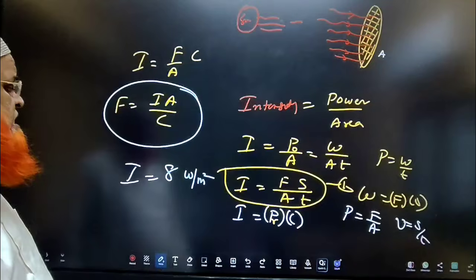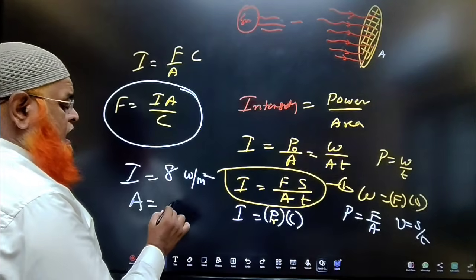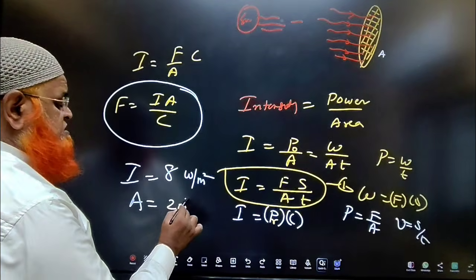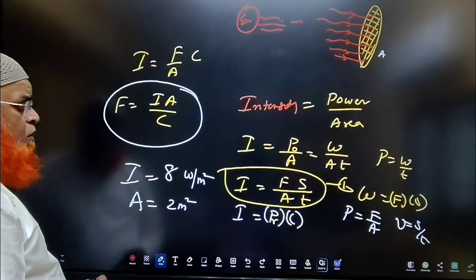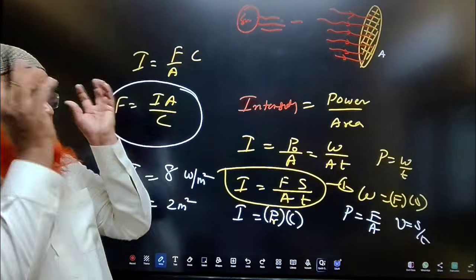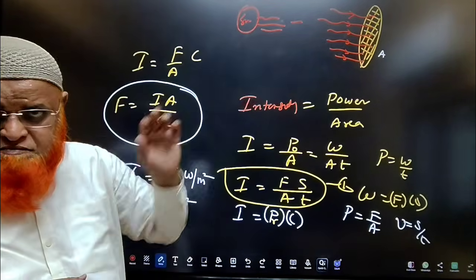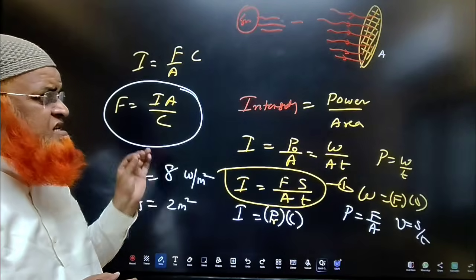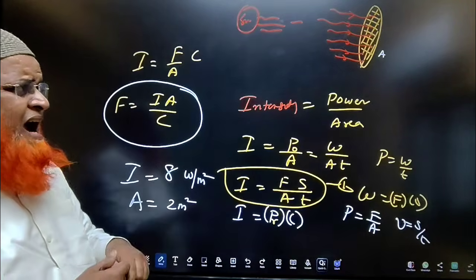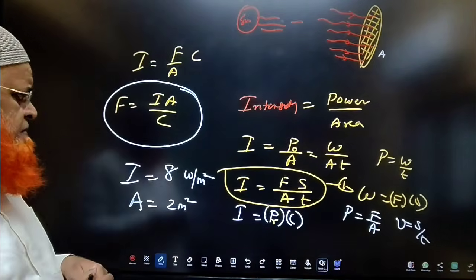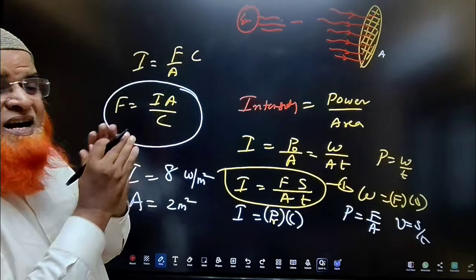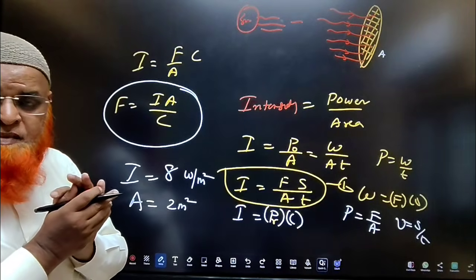So he has given intensity, and it falls on an area of how much? 2 meter square. Okay, then what is the force? Intensity of light coming from the sun falls on a certain area, so and so intensity, so and so area. When it falls and the total light gets absorbed, then what is the force acting on that surface?